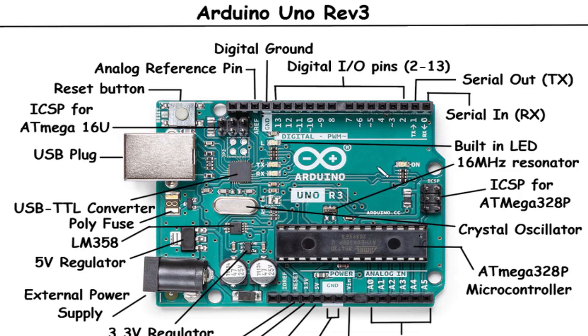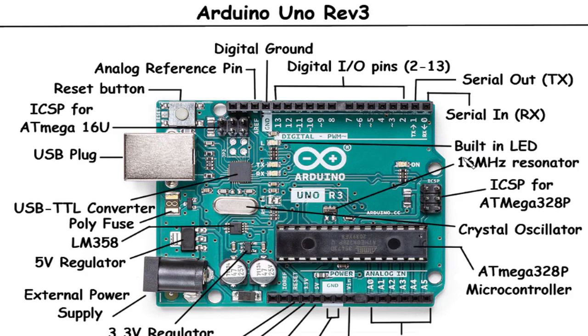So let's get started. First, let's talk about the built-in LED on the Arduino Uno Rev3. This LED is connected to pin 13 and can be controlled using the microcontroller. It's often used as a visual indicator in projects or for basic output testing during development.